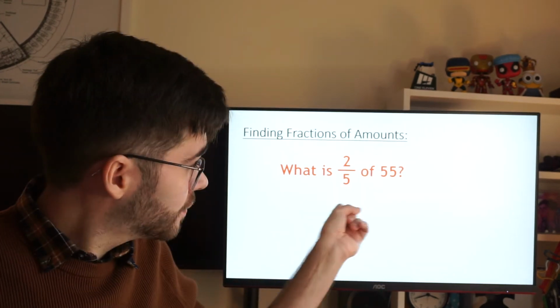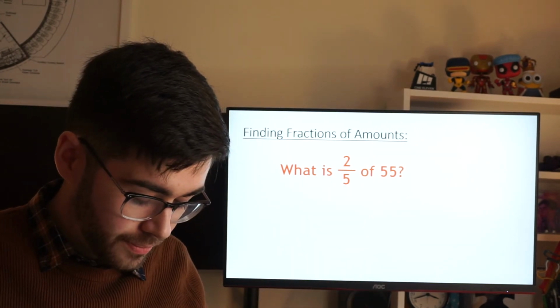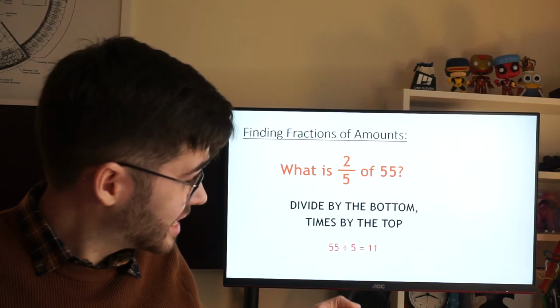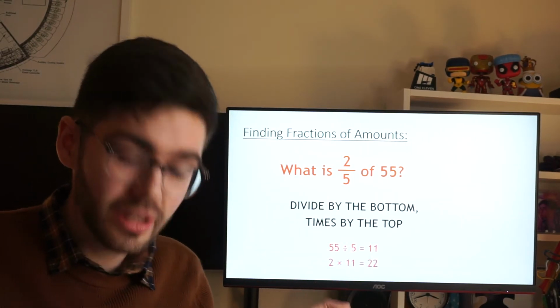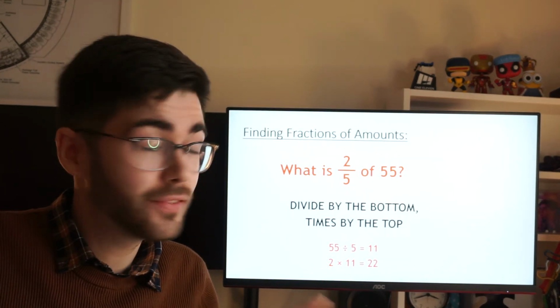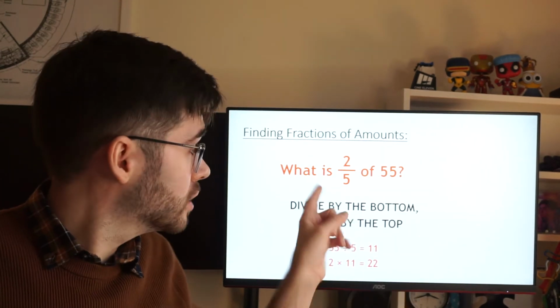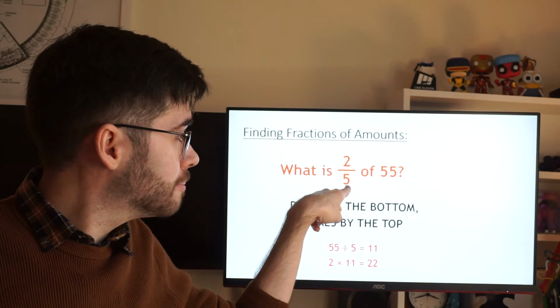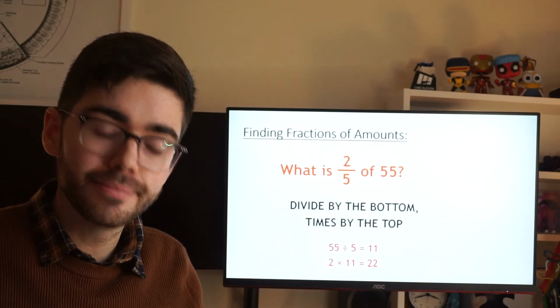So 55 divided by our bottom number, which is 5, gives us 11, times by the top, which is 2, gives us 22. Okay, if you want to get very technical about it, then your top number is called the numerator and the bottom is called the denominator.